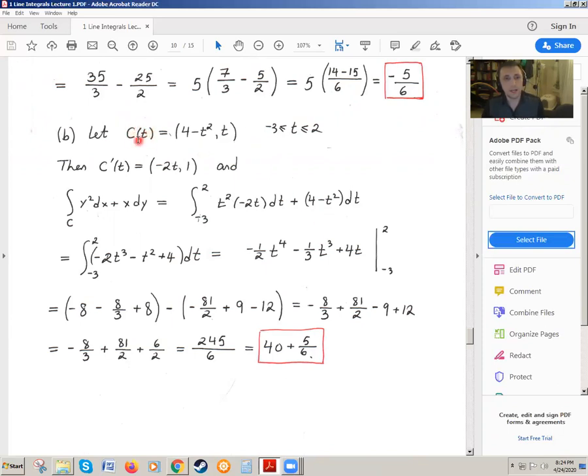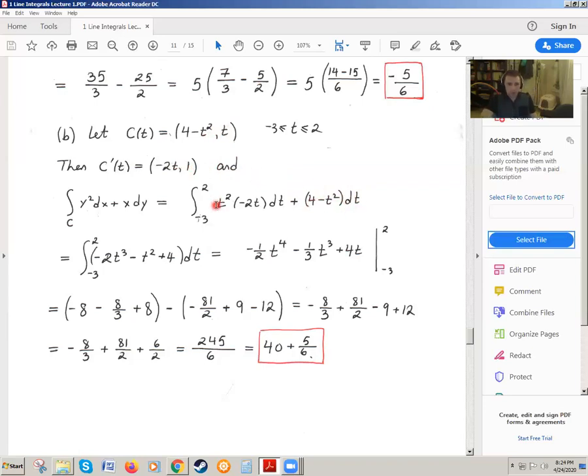All right, so then I have this curve. Now I take its derivative. The derivative of that curve: the x derivative is -2t, and the y derivative is 1. And this I will take the dot product of with (y squared, x), where y has to be replaced by t. So I have here t squared times -2t dt. And then this x is 4 minus t squared, and the derivative here is 1, so I just write dt.